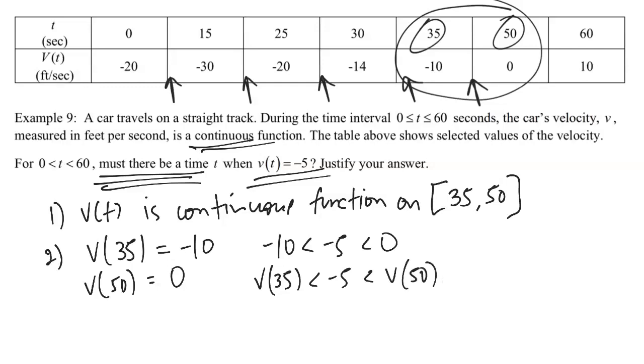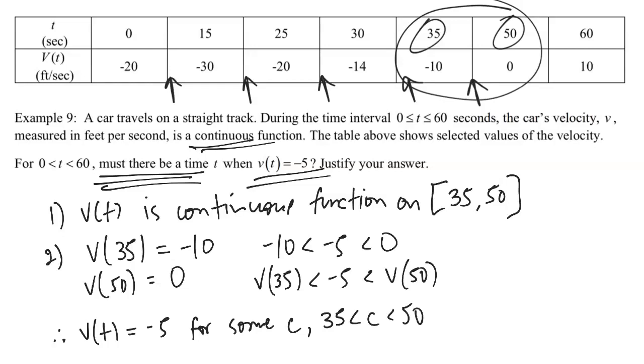And so because of those two facts, I can state, therefore, v of t must equal -5. And I'm just writing my sentence a little differently here. You could write it the way I did on example 8 if you wanted to. It wouldn't really matter how you do this. 35 is less than c is less than 50. Those are my two x values of my subinterval. And then I'm going to say due to the intermediate value theorem.